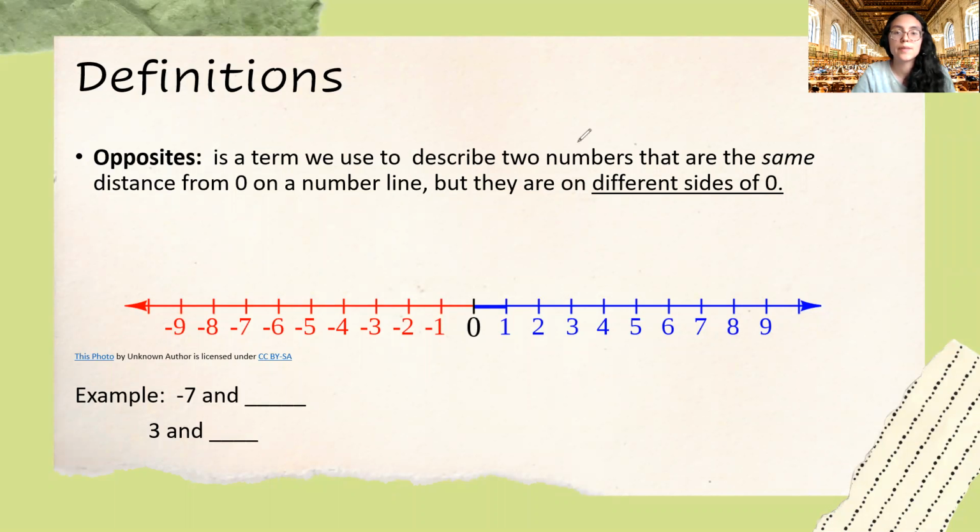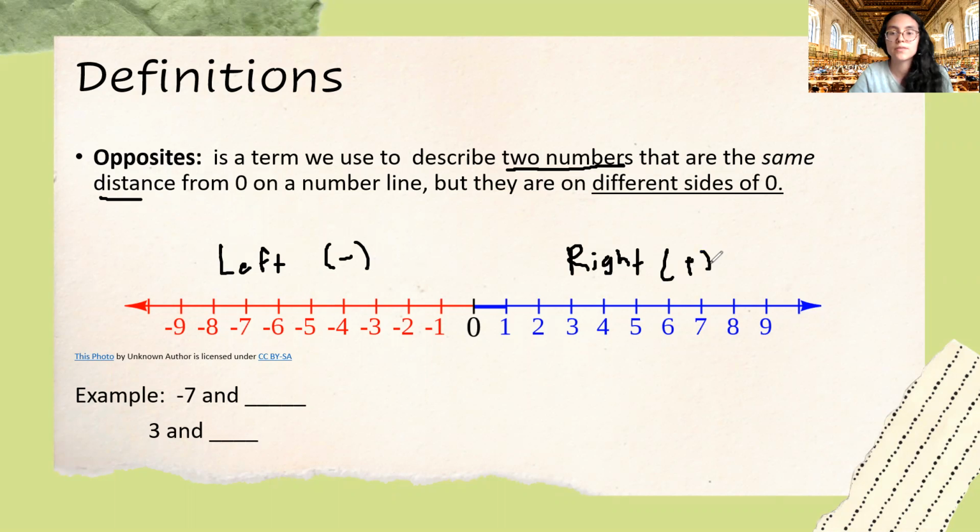So opposites are going to be two numbers. It's a description of two numbers that are the same distance from zero on a number line, but they are on different sides of zero. What are the two sides of zero? If you remember the last lecture, we have this left side where we have negative numbers, and we also have this right side where we have positive numbers. So when we have opposites, we're going to have two numbers, one on the left and one on the right, and they will be the same distance from zero.